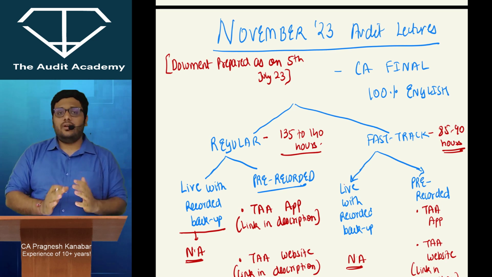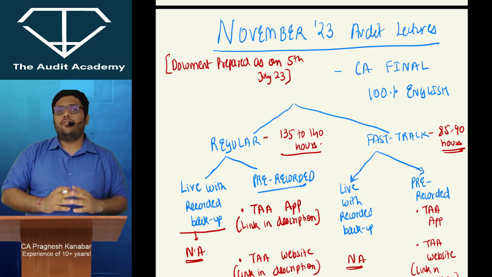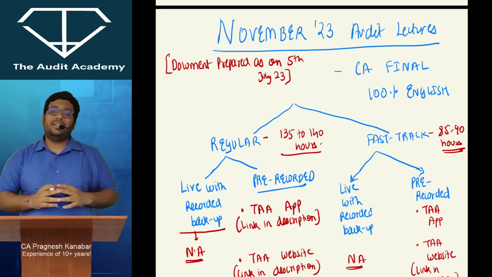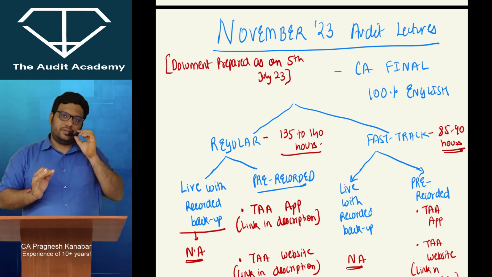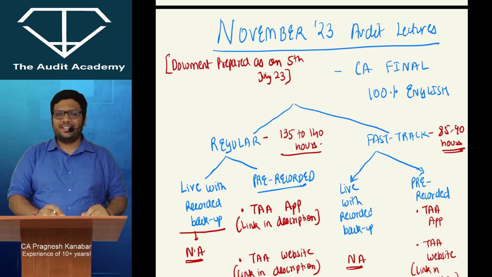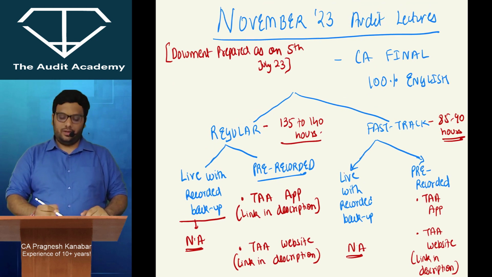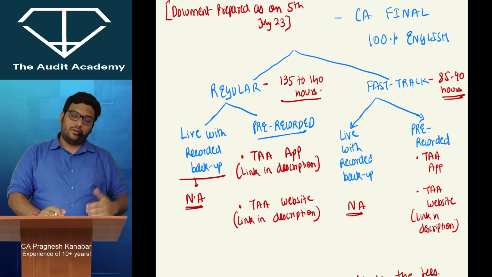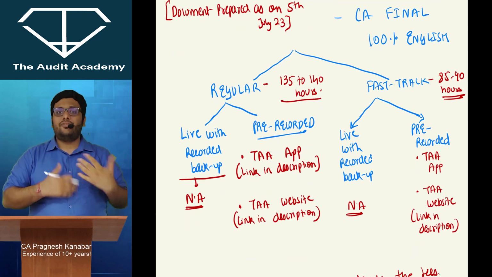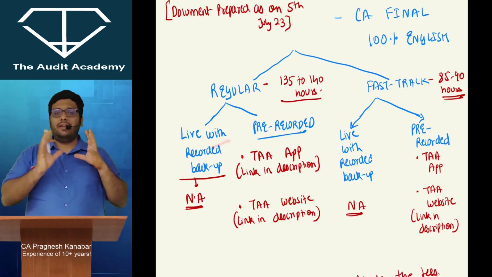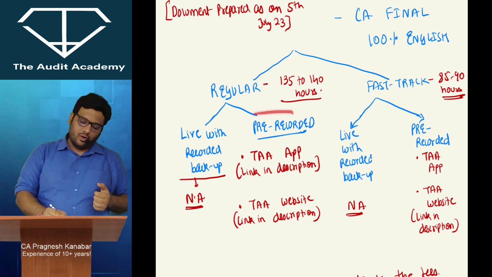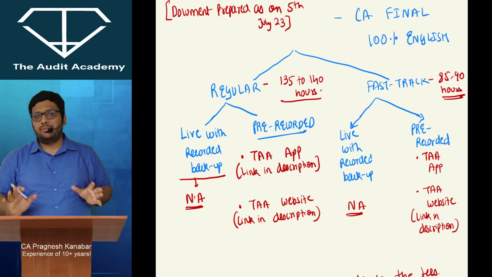So, I am here to explain in short, if you are looking for CA Final Audit 100% English lectures, what are the options available with us? Now there are two possibilities, either you are looking for a regular course or a fast track course. Further, you are looking for live Zoom sessions with recorded backup, or completely 100% pre-recorded lectures.